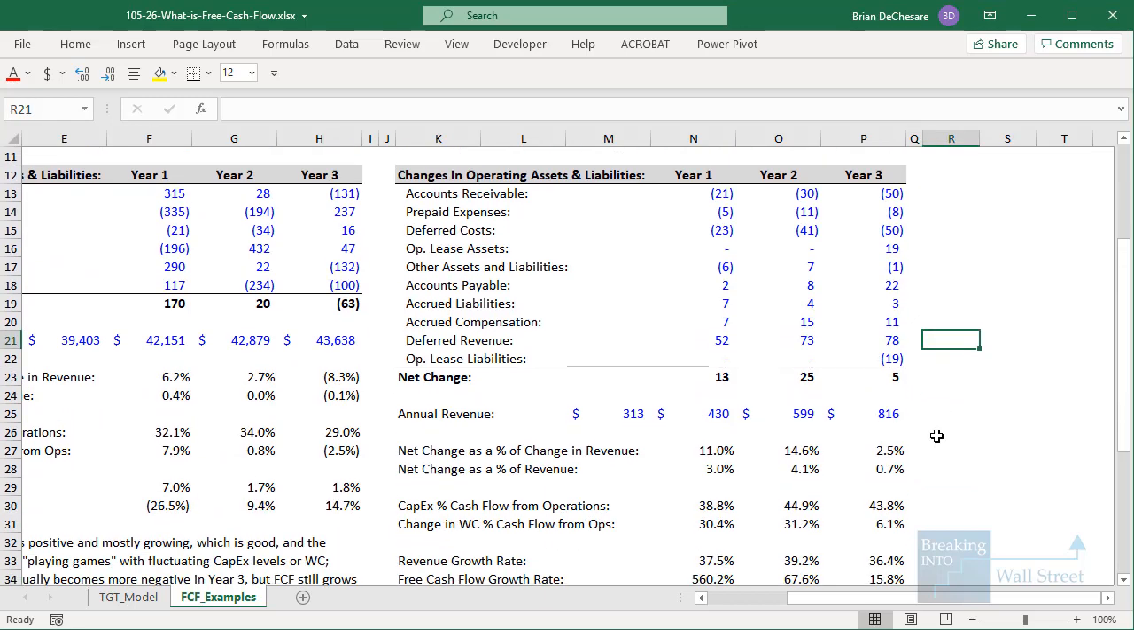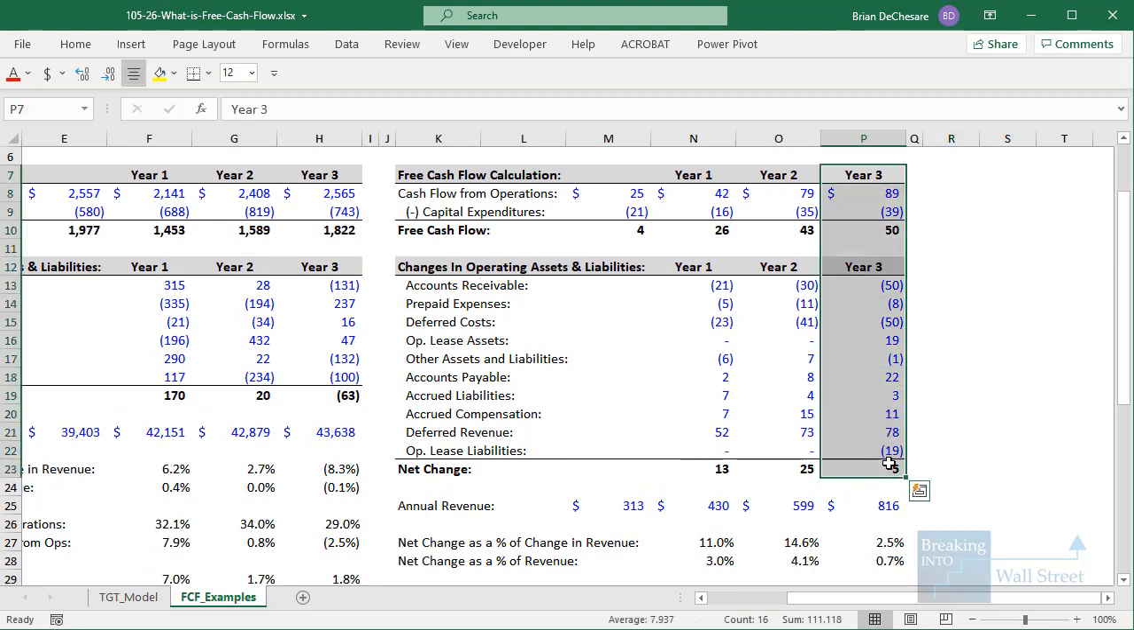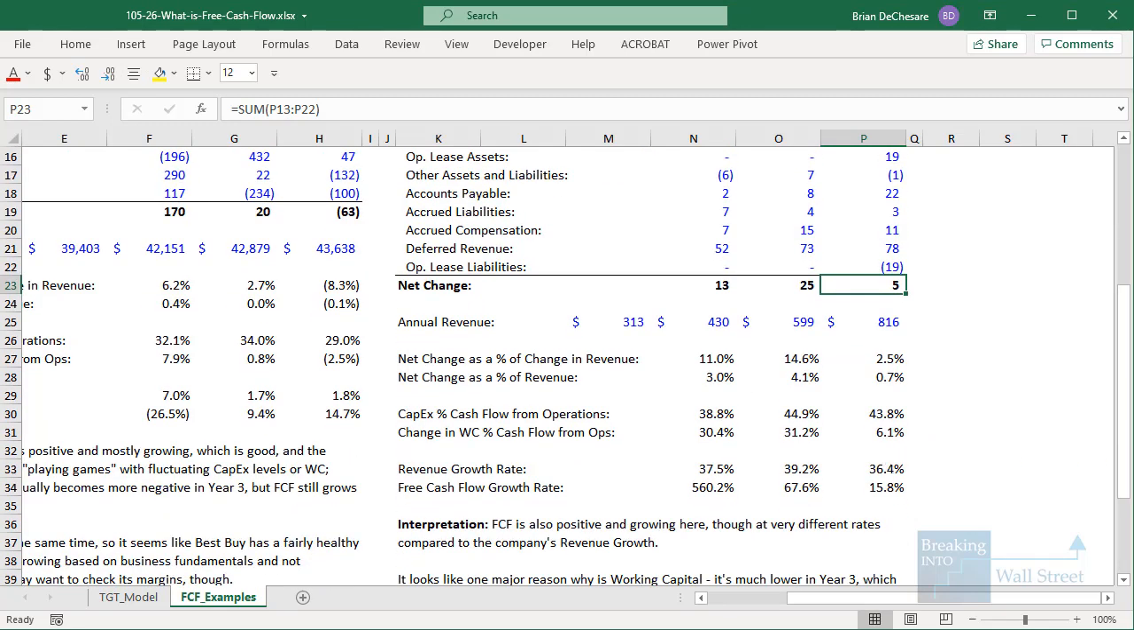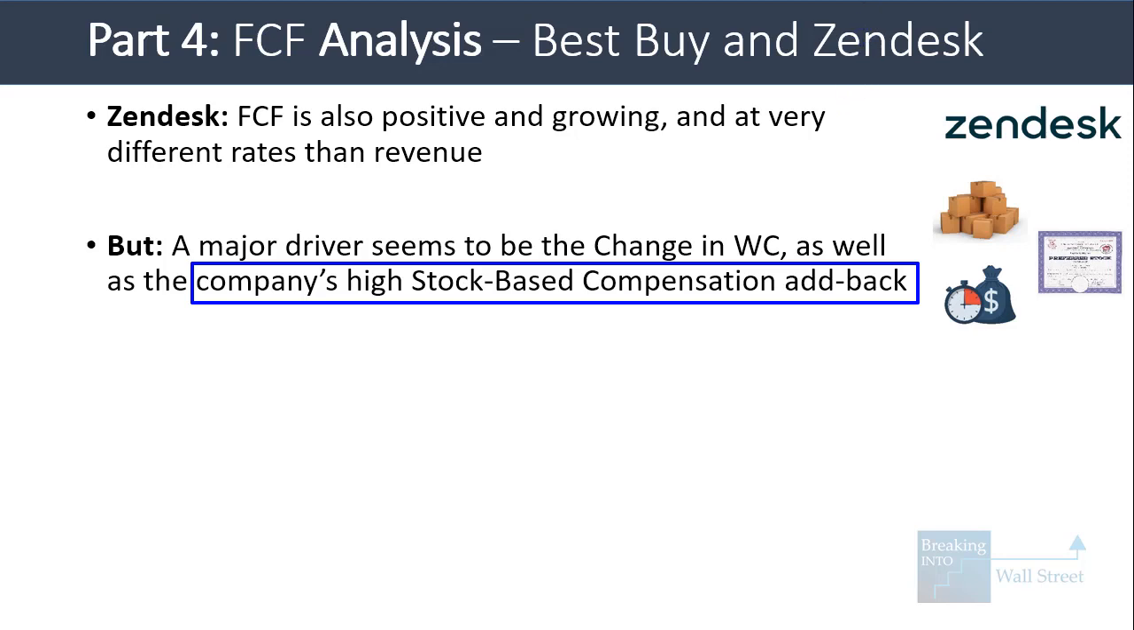It doesn't seem like the change in working capital is contributing that much because it goes from 13 to 25 to only 5. So that can't really explain the increase in year 3 because the change in working capital here is actually decreasing. The real factor here is probably the company's high stock-based compensation add back.